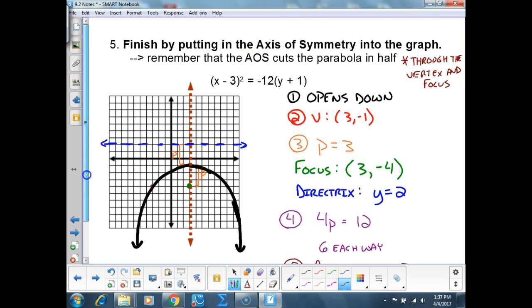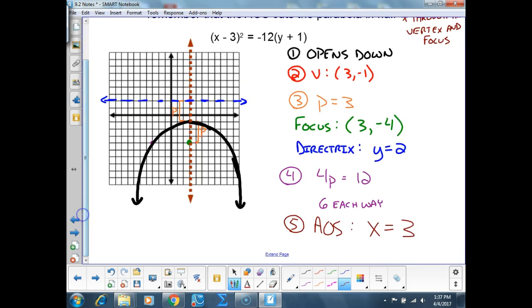Now, the reason that you have to go through those 5 steps, and really, could you do the last step earlier? Because once you have the vertex, you have the axis of symmetry. So you could do that earlier if you want. That's fine. I'm not saying you have to do those in order every time. That's the order I'm going to do them in, but that's just me. I'm crazy like that.